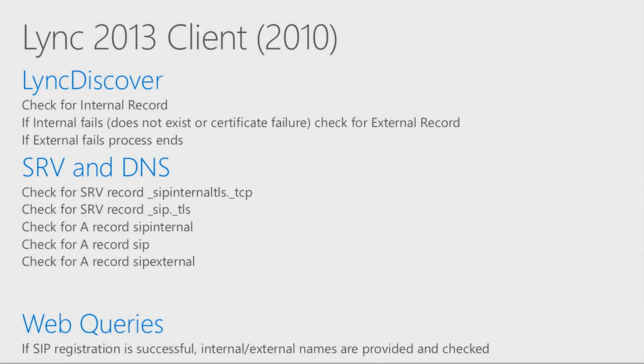Okay. Once all of that gets done, then we start the web query process, and HTTPS kicks in, and we start to query who are we, where are we going, who's authenticated, who's not authenticated. And it's all within the client discovery process.